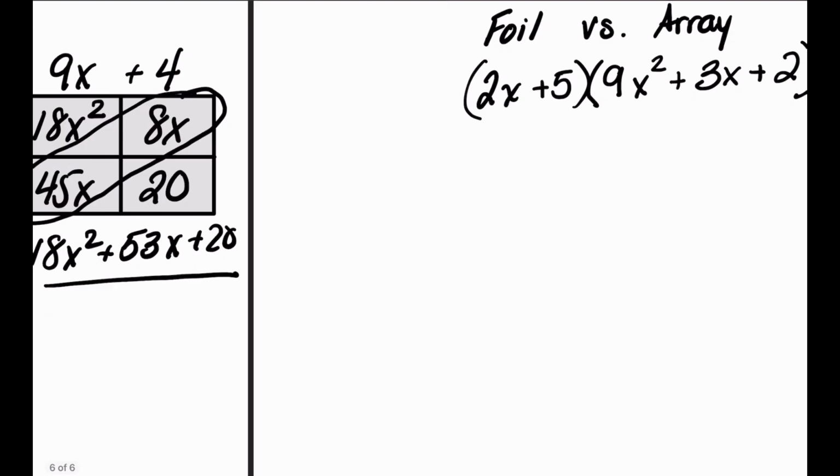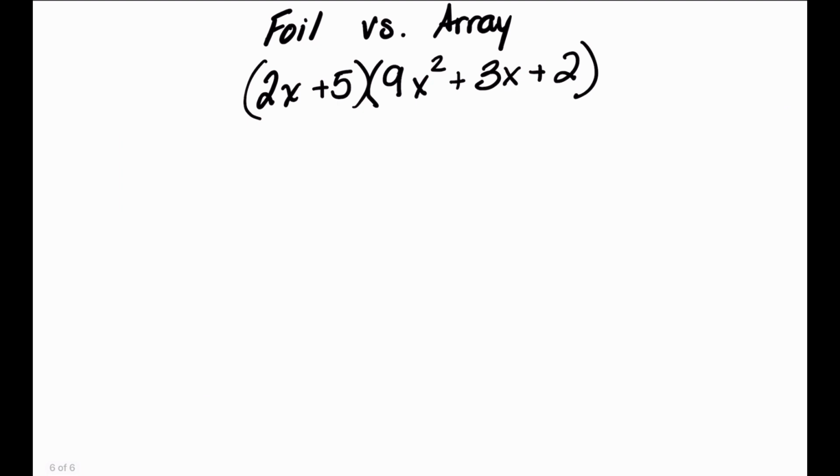Here's where it does matter. What if I have a binomial times a trinomial? Now I can't use FOIL because I'll miss numbers. So I could do the first set of numbers, so 2x times 9x, and then do the outers, and then do the inners, and then do the last. But at no point did I do anything multiplying this 3x. I miss it. In this work, nothing ever gets multiplied by it.